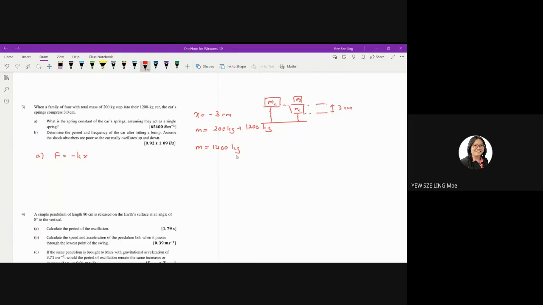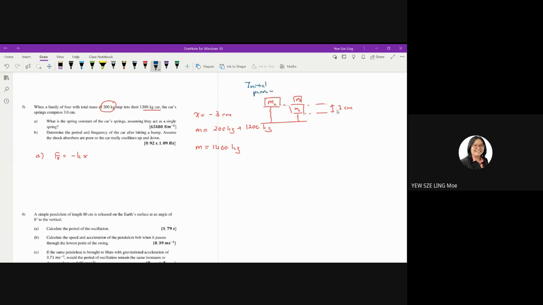Okay, so now what are we going to do here? We have to look at the mass in terms of two different things. First thing, we have F equals kx. So we have an Fs here, and this Fs is actually the restoring force. Initially, you have a load which is the mass of the car, and then when you add this 200 kg, it compresses the spring by 3 cm. So now what are we going to do right here? We are just going to use the weight of the family, which is 200 kg, to calculate the restoring force. So this is the initial position.